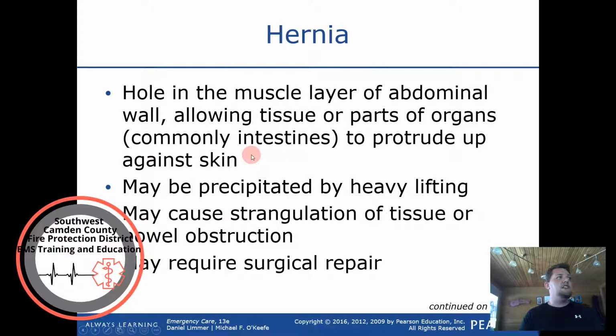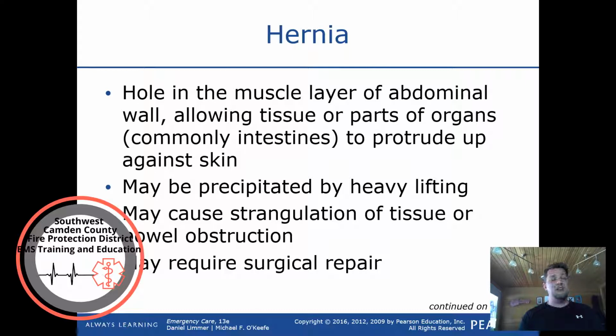Okay, so a hernia. This is a hole in the muscle layer around the abdominal wall. This allows tissues and parts of the organ, commonly the intestines, to protrude up against the skin. So if you see a small bulge, that's typically a hernia. Some patients will put their hernias back in themselves and just push it back in when it happens, because they have it all the time. They know that they have this weakening of the abdominal wall, and it just pops out. They pop it back in, and they're good to go.